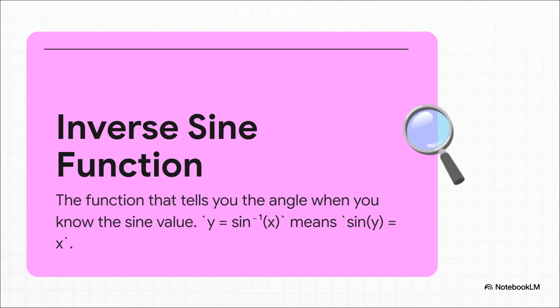Okay, so let's get just a little more formal with that undo idea. The inverse sine, the one written with that little -1, is just a function where you give it a value, x, and it tells you the angle, y. That's why these two expressions you see here are basically the same thing. They're just two different ways of writing the exact same relationship.